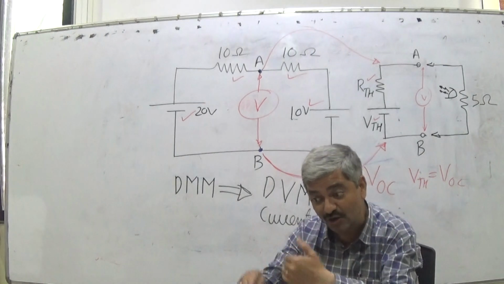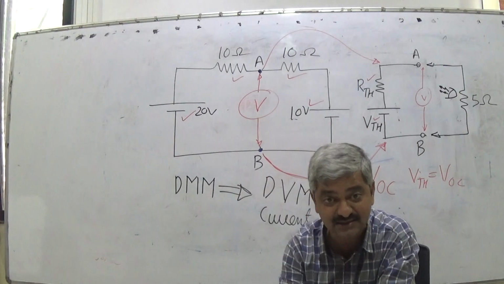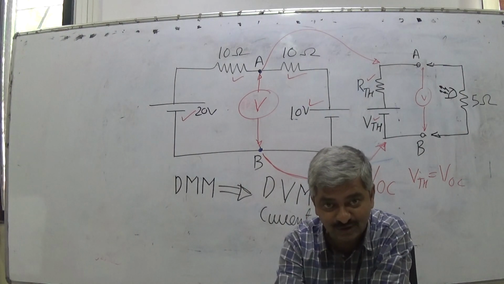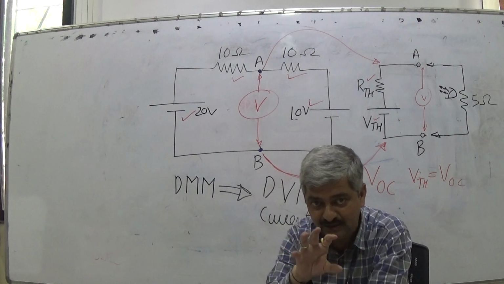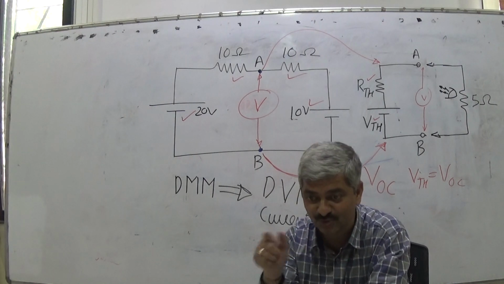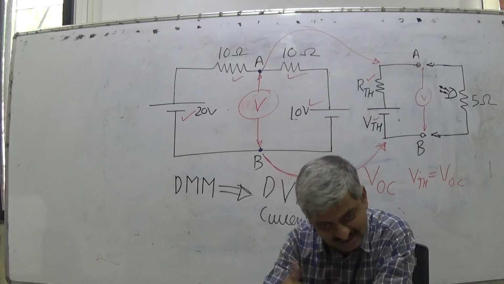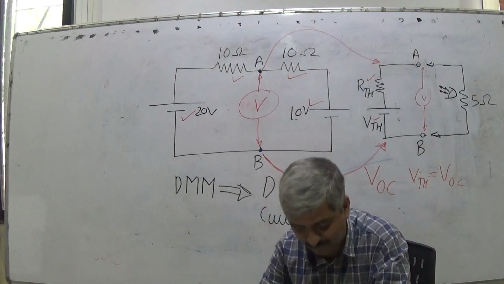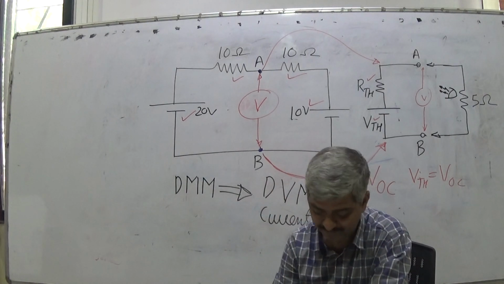So based on various extreme thinkings, their appropriate combination will give you the meaningful rule. So think on extremities. Take this as a hint, pause the video, think something and proceed further. So VTH we have found out, RTH is to be found out.